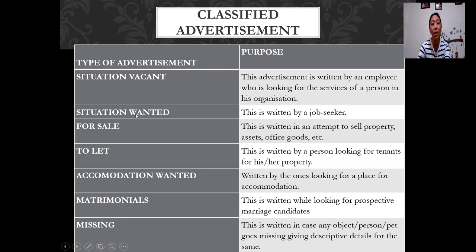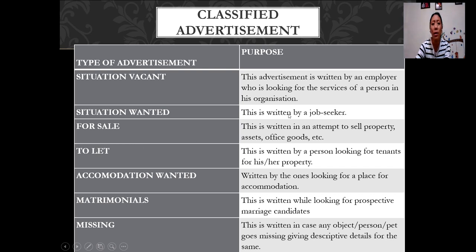The second one is situation wanted. Like I said some time ago, if you are jobless and you are in need of a job, and you are drafting an advertisement, you can give it the caption situation wanted, right? So this is written by a person who is seeking a job, or a job seeker.